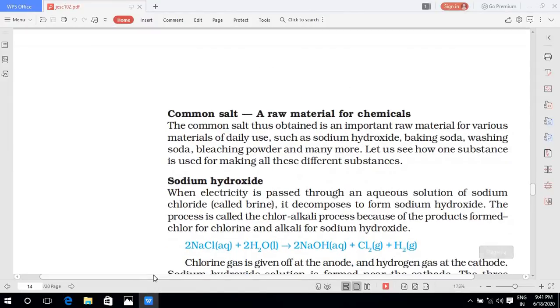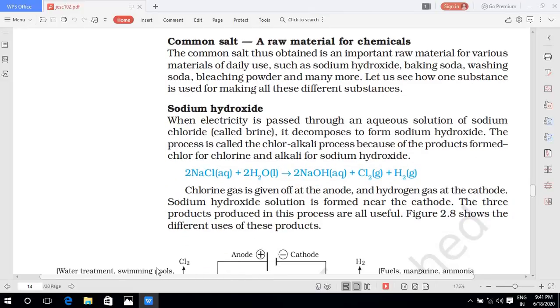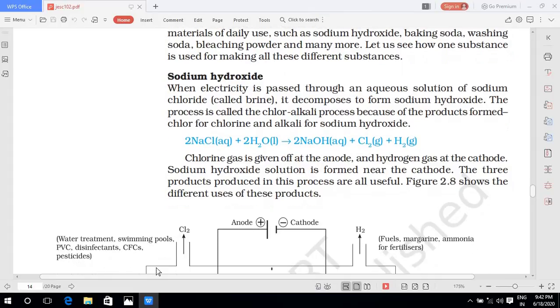Common salt as raw materials for chemicals. We use this common salt to produce baking soda, sodium hydroxide, washing soda, bleaching powder, and many more. We get these substances from the common salt. Sodium hydroxide: when electricity is passed through an aqueous solution of sodium chloride, that is called brine, it decomposes to form sodium hydroxide. We get sodium hydroxide from sodium chloride, which is our common salt.